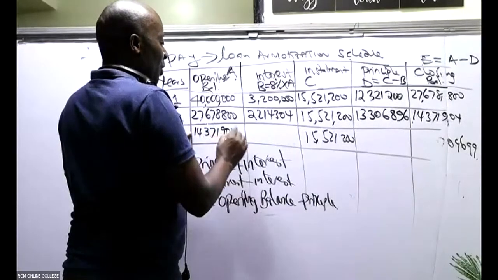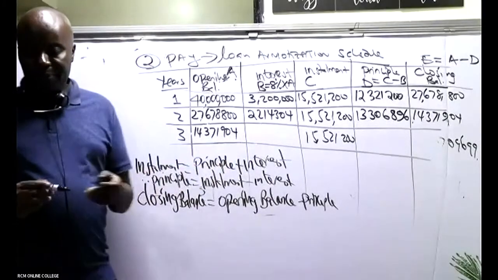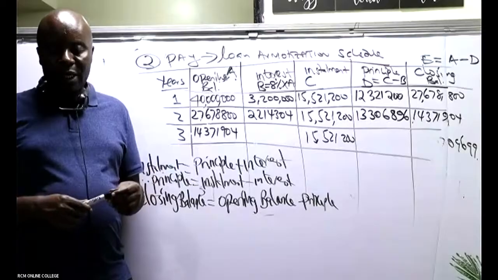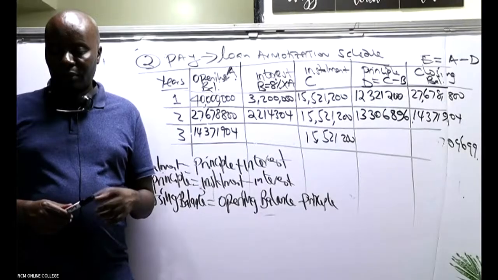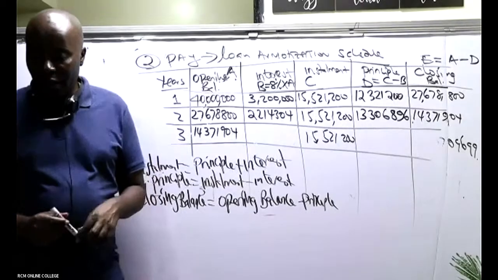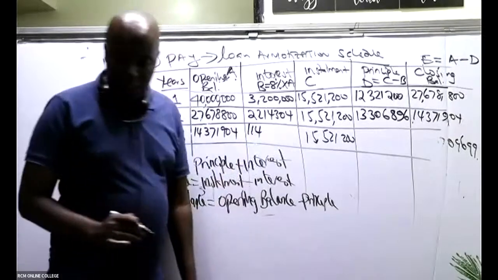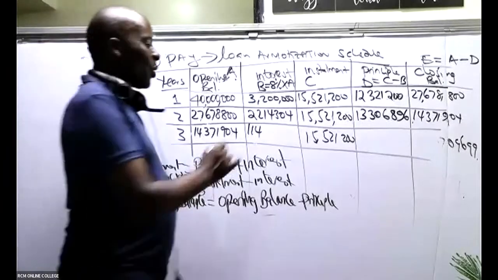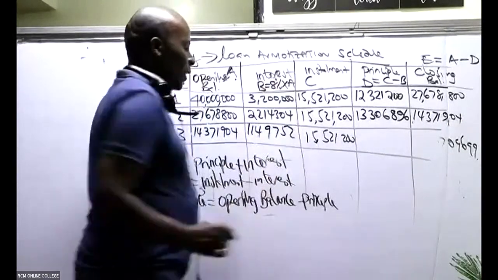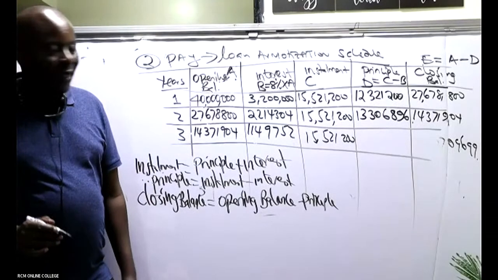14,371,904 like that. So then are you able to give me in this case here the interest for year number 3 as we finish? So we have here 114, 97.52, like that. 149,752 point something, right?